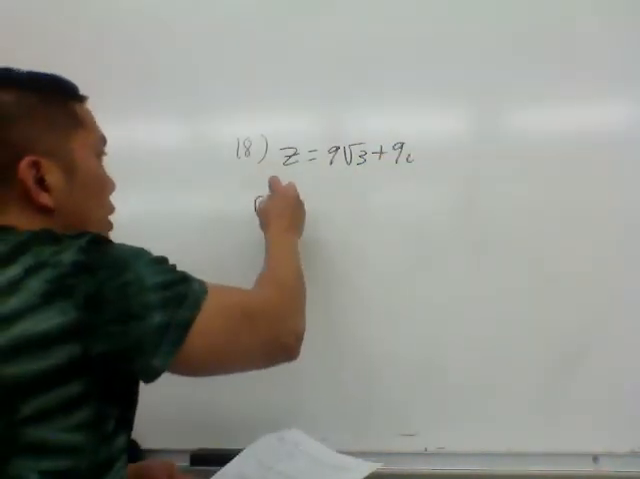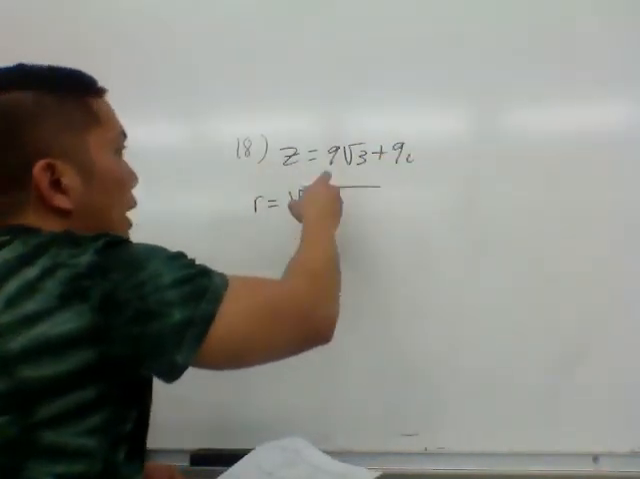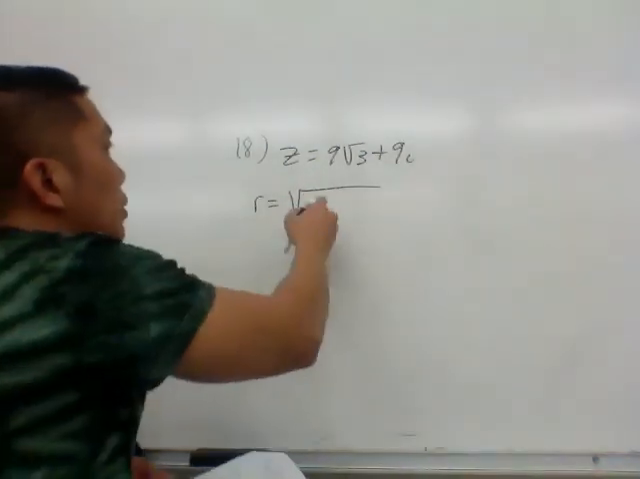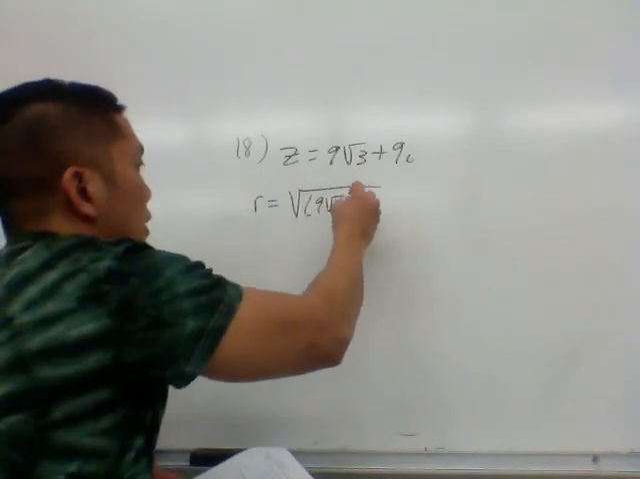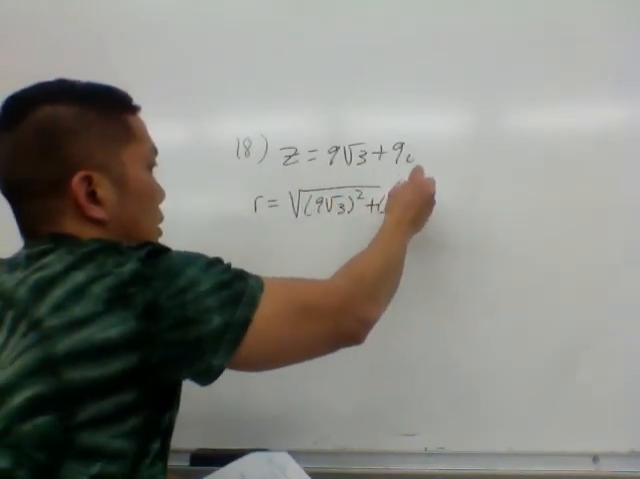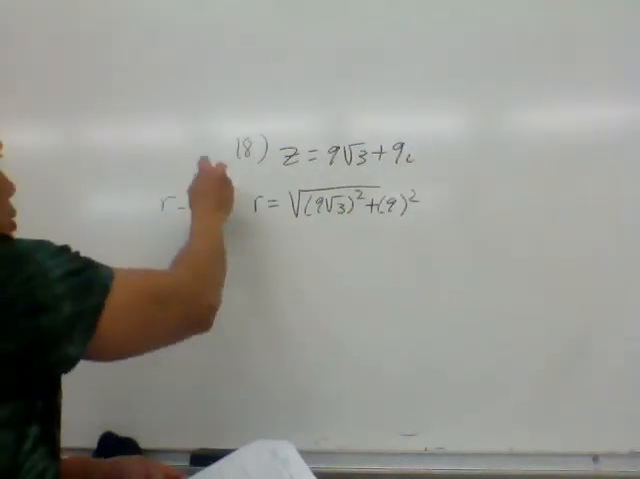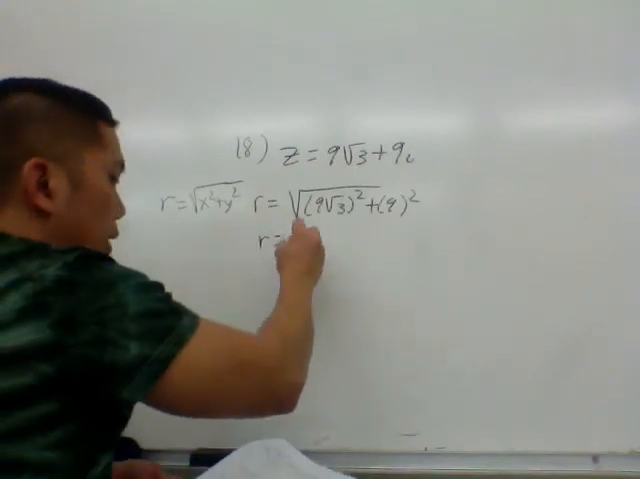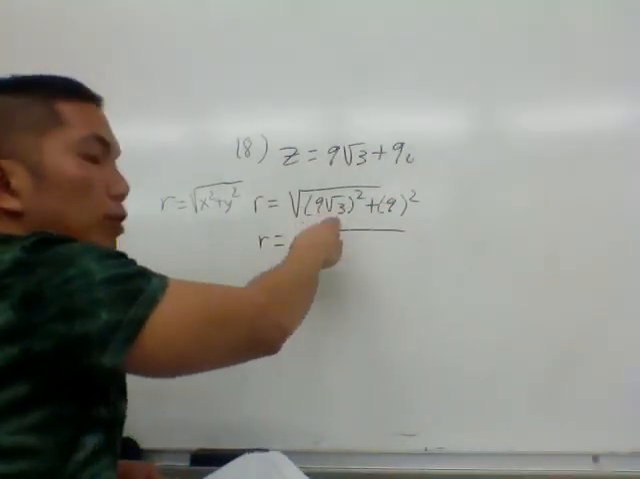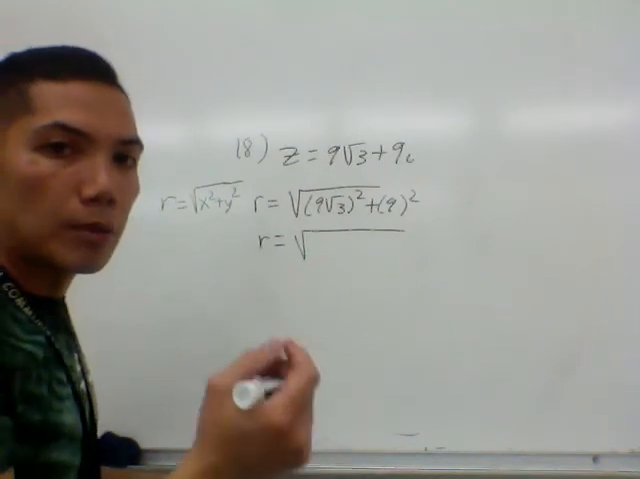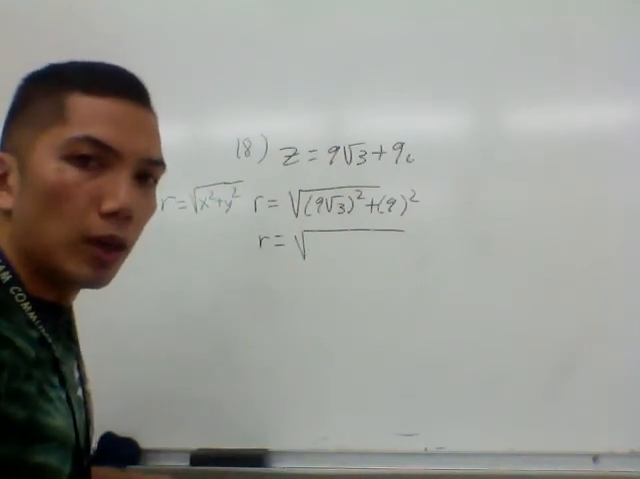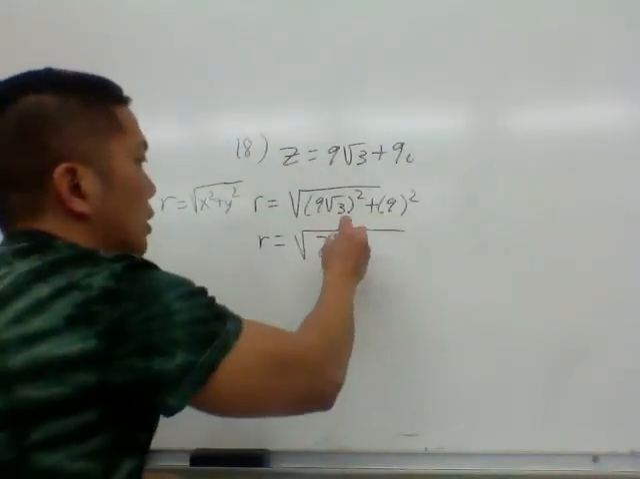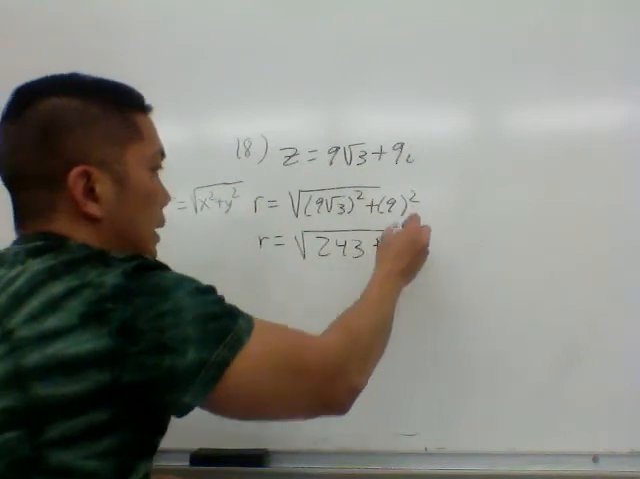Okay, so to find this complex number in polar form, I have to find my r and my theta. So r is really just the square root of 9 root 3 squared plus 9 squared, because remember, r is equal to the square root of x squared plus y squared. So 9 root 3 squared is 9 root 3 times 9 root 3. So 9 times 9 is 81, and root 3 times root 3 is 3. So 81 times 3 is 243, plus 81.